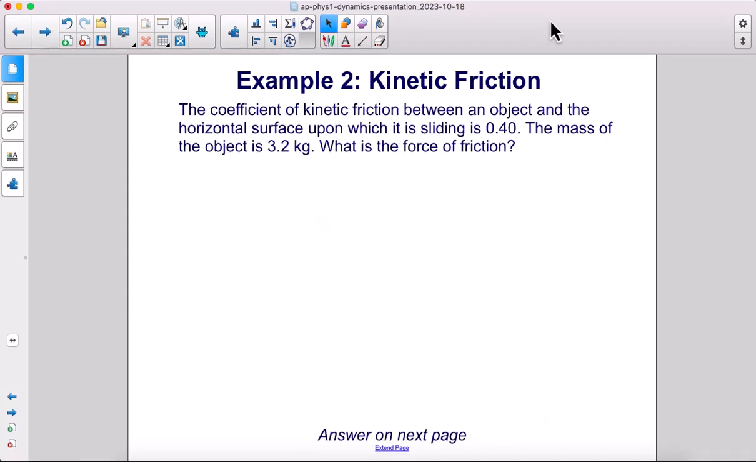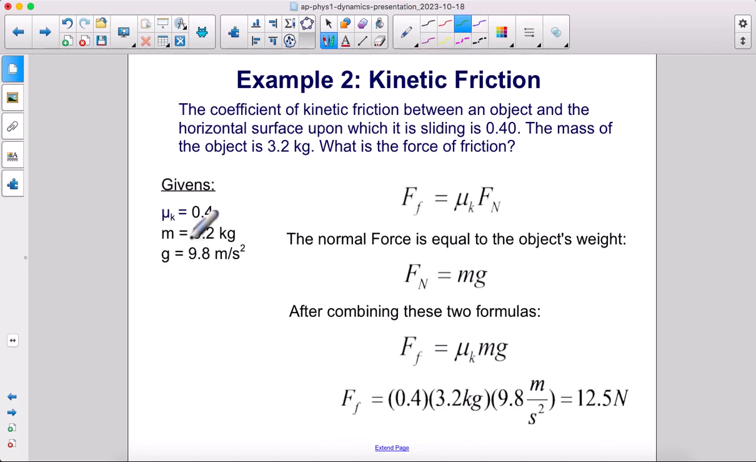The coefficient of kinetic friction between an object and the horizontal surface upon which it is sliding is 0.4. The mass of the object is 3.2 kilograms. What is the force of friction? All right, over here we list our givens, and we're going to use our friction equation. The normal force will be equal to the object's weight because we're simply on a horizontal surface. So instead of Fn, we're going to put in mg right here. So mu times m times g gives us a frictional force of 12.5 newtons.